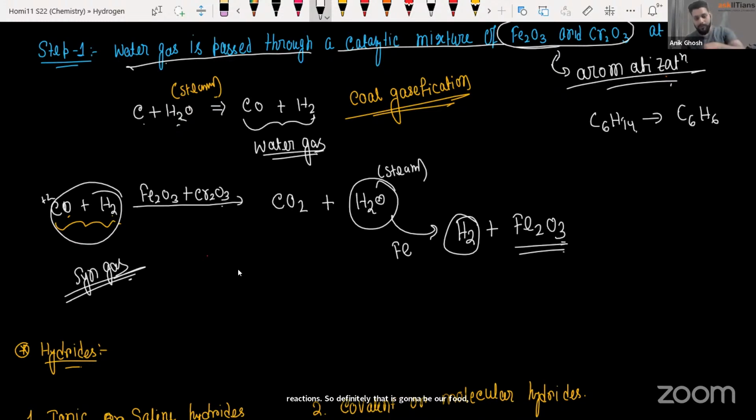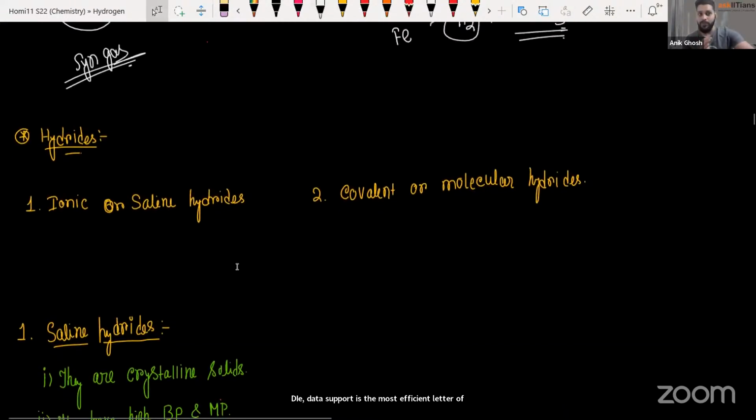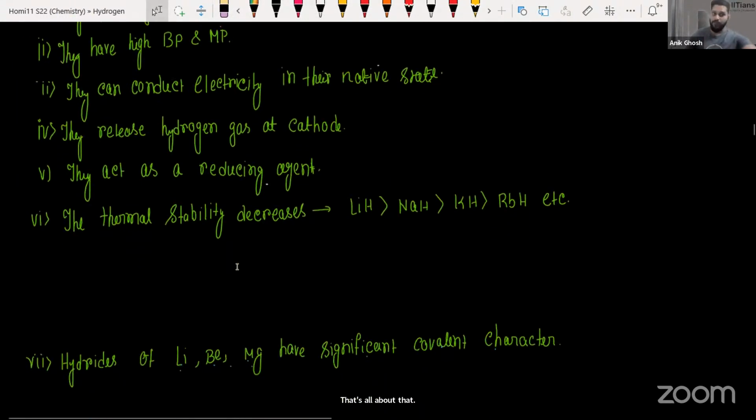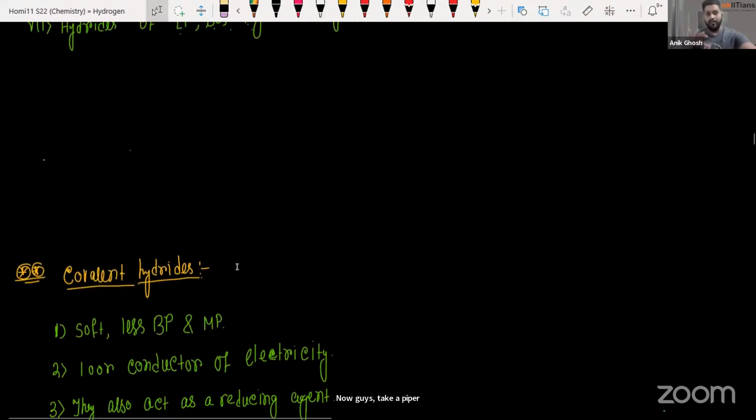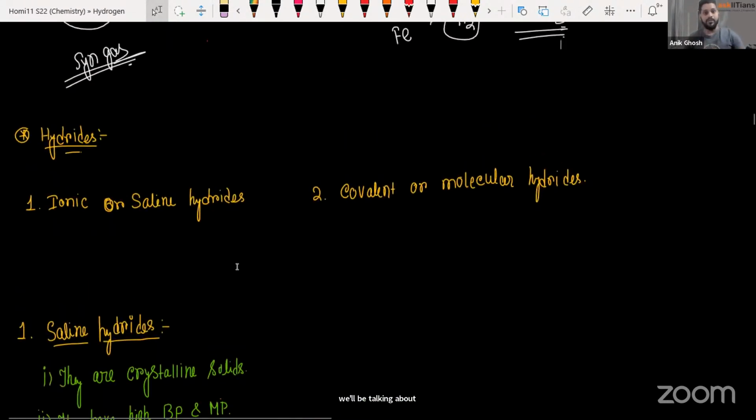So in the industrial method, Lane's process is the most used industrial method to form hydrogen gas. And in the laboratory method, zinc and dilute H2SO4 is the most efficient method of formation of hydrogen gas. That's all about the formation. Now, guys, take a 5 minute break. After you come back, we'll be talking about hydrides, different types of hydrides there, and the last part of this chapter where we are going to talk about the hardness of water.